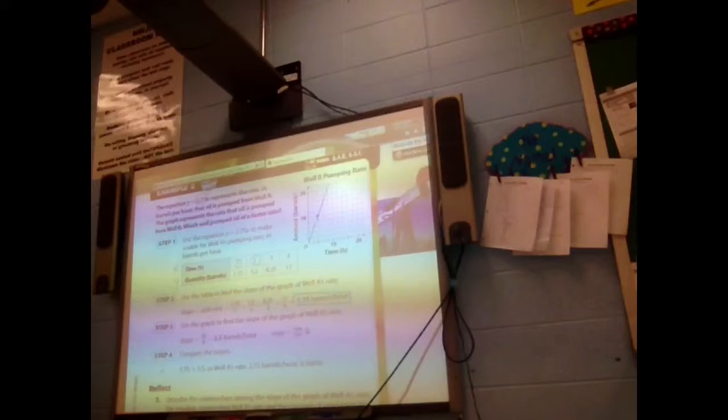And we compare the two slopes, and 2.75 is greater than 2.5. Therefore, well A is pumping faster because it is doing 2.75 barrels in an hour, while the other one is doing 2.5 barrels in an hour.